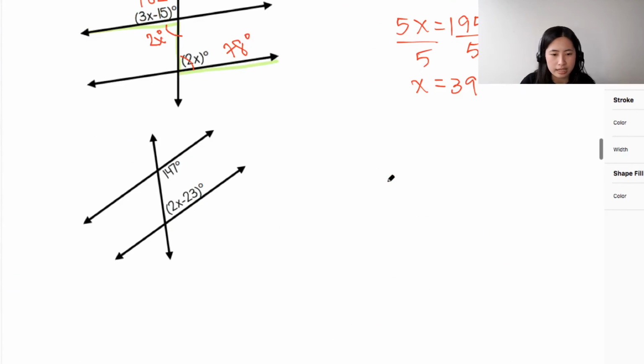But if we're looking at this, they're not really right next to each other. So it's not like 147 and you have 2x minus 23 over here. So they're only corresponding angles, right? When they're corresponding, that means if you have this being 147, you can actually say that this 2x minus 23 is the same as this one.